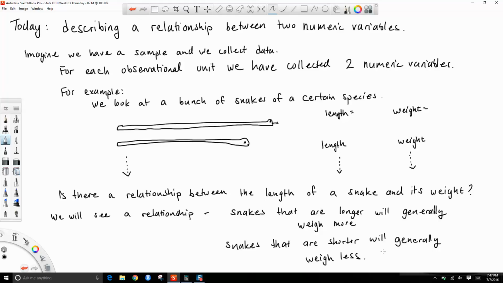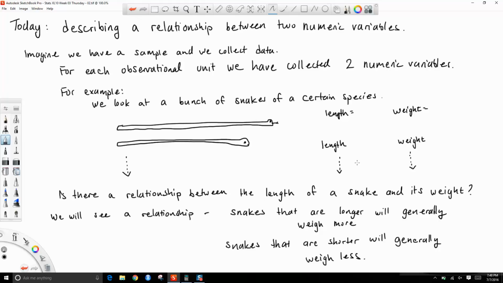Okay, and so here for the relationship between the length and weight of a snake, we expect to see that snakes that have higher length will, in general, have higher weight. Snakes that have lower length, in general, will have lower weight. Okay. And this is just a very loose definition. Okay. And so what we will learn in today's chapter is we will learn to quantify this relationship.